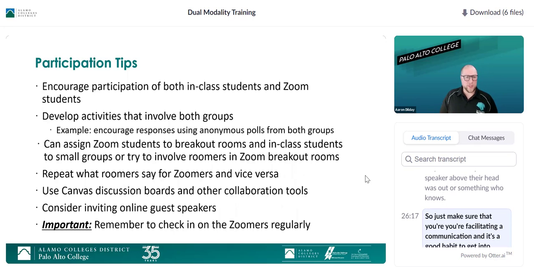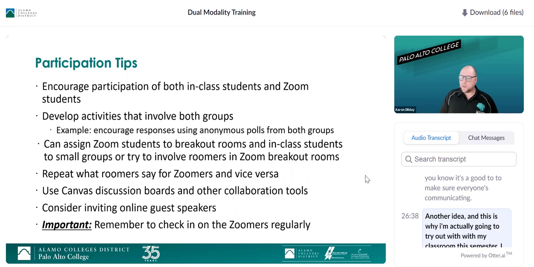Now, it's a good habit to get into anyway in your classroom, just to make sure everyone's hearing everything. You have a student in the front row, maybe they really quietly say a comment. Don't assume the people in the back of the room heard that. It's good to make sure everyone's communicating.